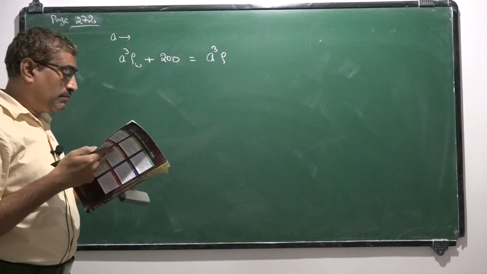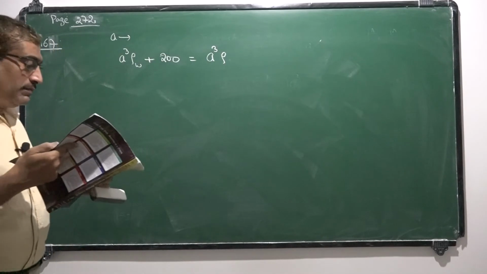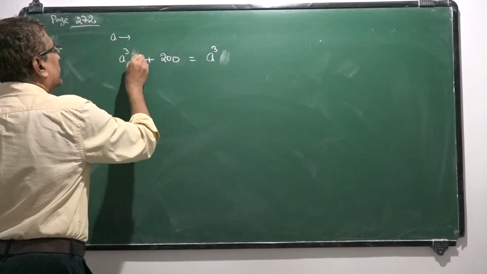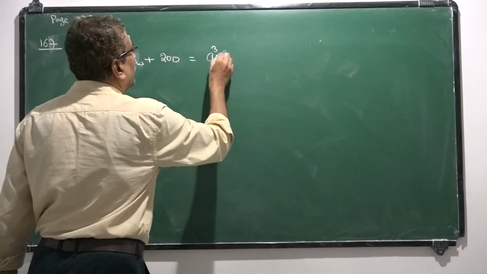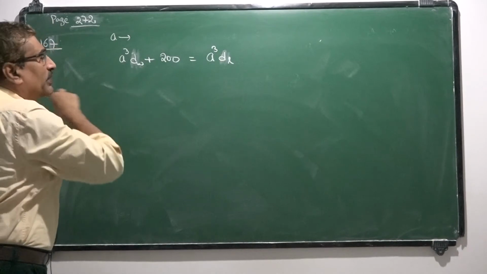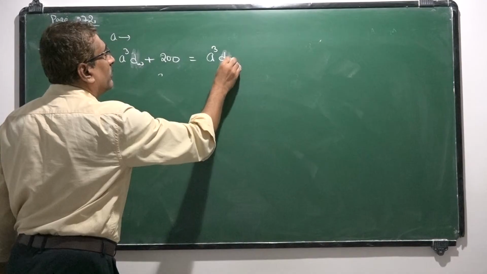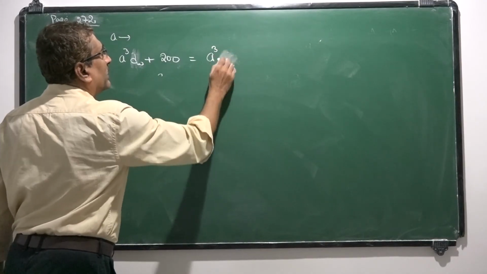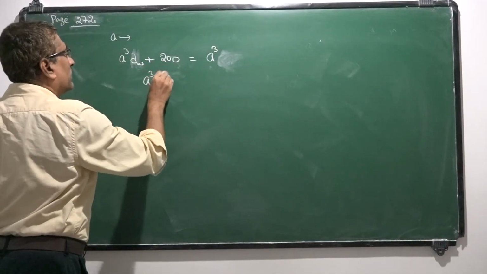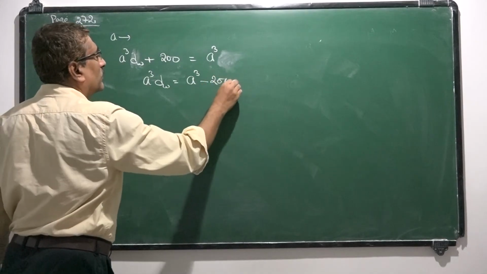No, that's okay. Density of water. That is, a cube into density of wood plus 200 is equal to a cube into density of the liquid. Condition is this one. Now from this condition we can write the density of liquid, water, is 1. So we can directly write, from this, a cube density of wood is equal to a cube minus 200.